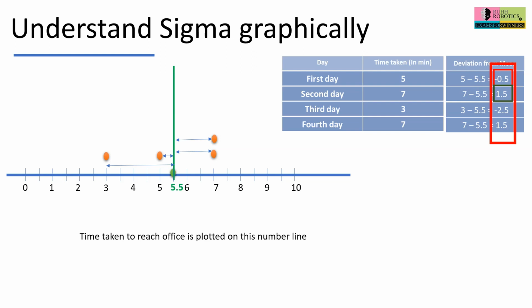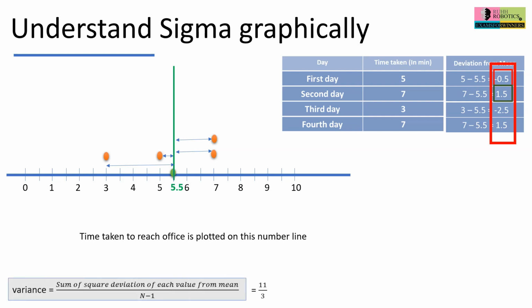In order to do that, we find the average of squared values from the mean, which in this case is 3.67. In this example, the unit of variance is square minutes, which doesn't make any sense. Hence, statisticians decided to define one more term, which is standard deviation, which is nothing but the square root of variance. In this example, the standard deviation is a square root of 3.67, which is equal to 1.91 minutes.